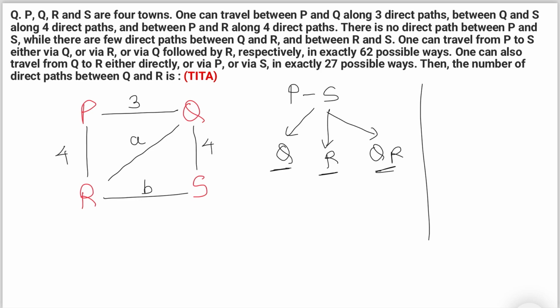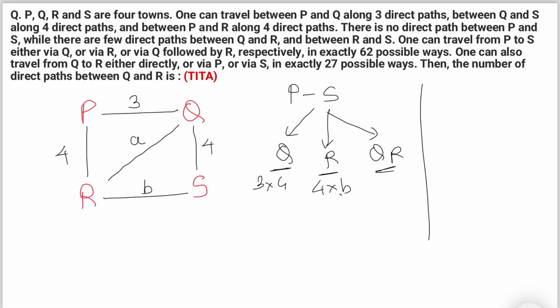If I travel from P to S directly via Q, the possible option is P to Q and Q to S. Okay, so by the counting principle, if I'm traveling from P to Q and Q to S, the total number of ways is 3 for P to Q and 4 for Q to S. So total number of ways of P to S will be 3 into 4, that is 12. Okay, simply our counting principle applied. If one thing can be done in m ways and the other can be done in n ways, total number of ways of doing them both will be m into n. So number of ways of traveling from P to S via Q is simply 3 into 4. Similarly, if you travel from P to S via the town R, the number of ways will be P to R 4 ways and R to S B ways. Total number of ways is 4 into B.